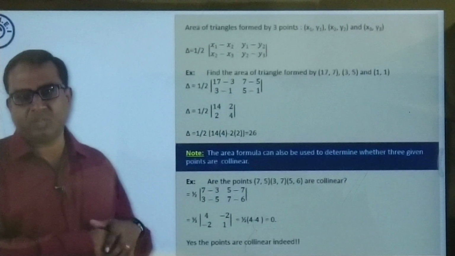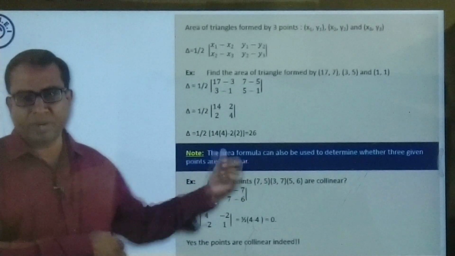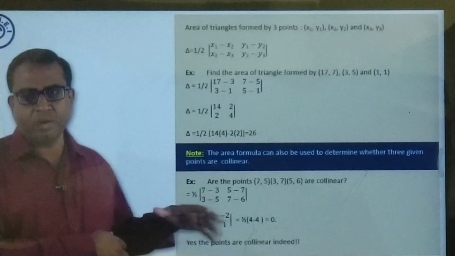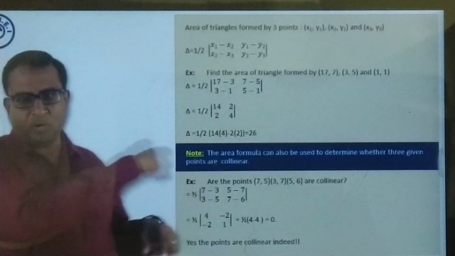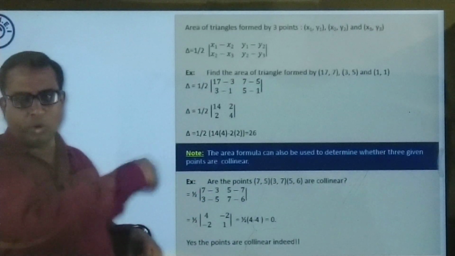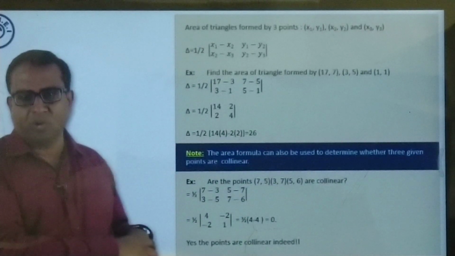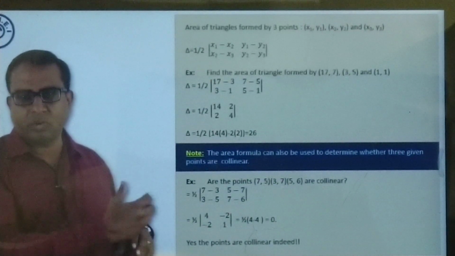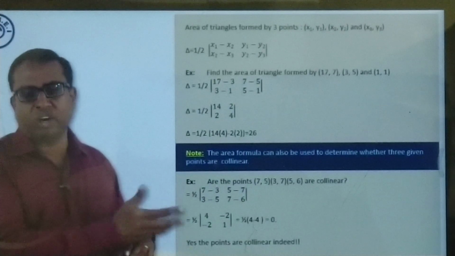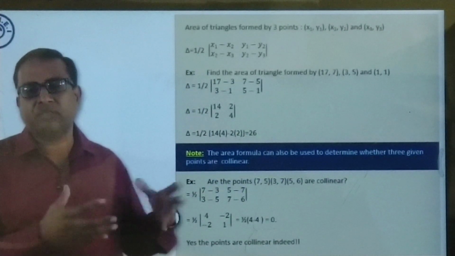Now 17 minus 3 is 14, 7 minus 5 is 2, 3 minus 1 is 2, and 5 minus 1 is 4. Now all you have to do is 14 into 4, just look at the cross. 14 into 4 is 56, 2 into 2 is 4. 56 minus 4 is how much? 52. 52 upon 2 is what? The area. So 26 square units would be the area of this triangle.